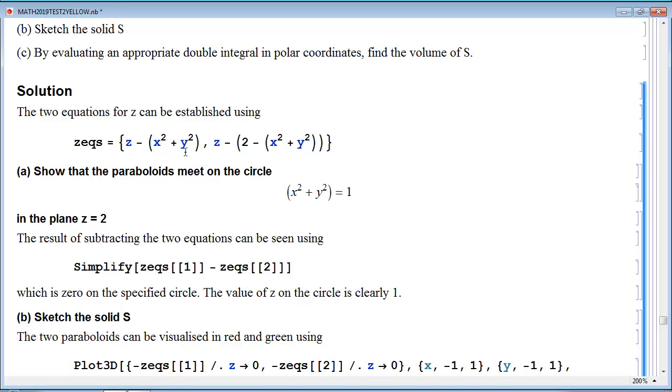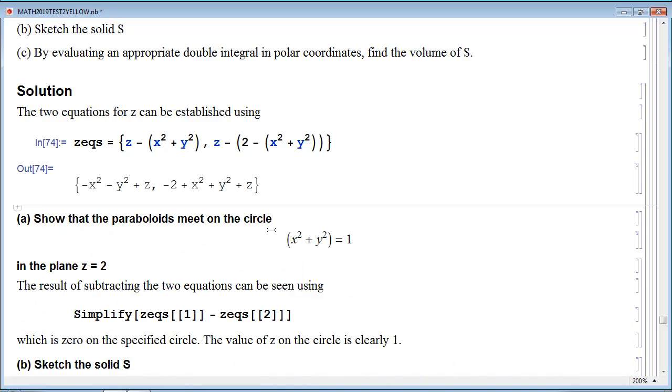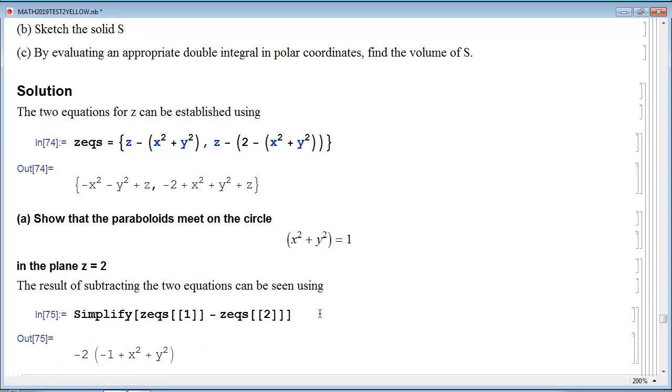So go to the solution, and we can establish these two equations of the paraboloids using this. And to show that they meet on this circle, if we subtract these two equations, then z will disappear, and we'll get a place where the two paraboloids meet using that, and we can see that that is indeed 0 when the point x, y lies on that circle. And from this equation we can see that if x squared plus y squared is 1, then z is 1. So that solves the first part of the problem.